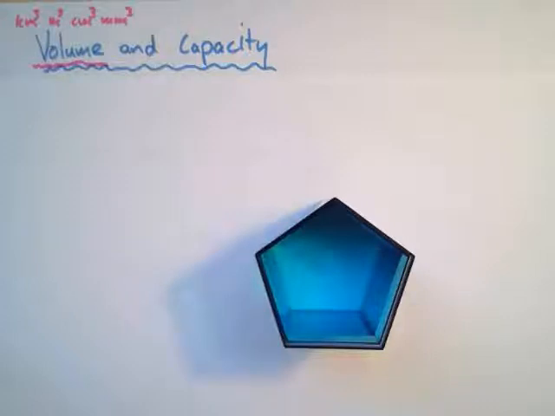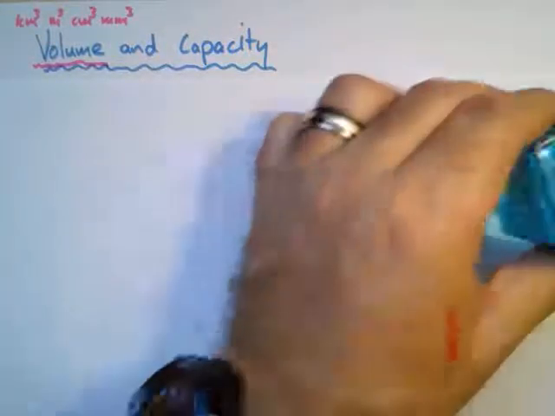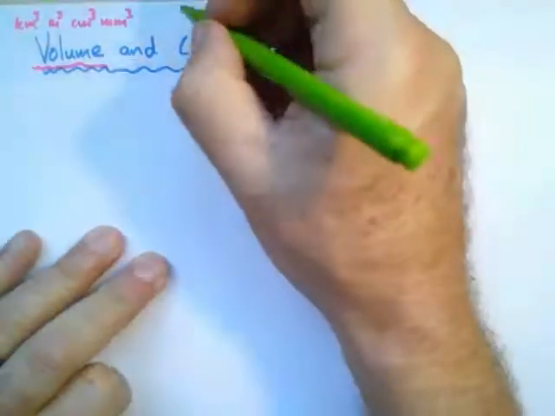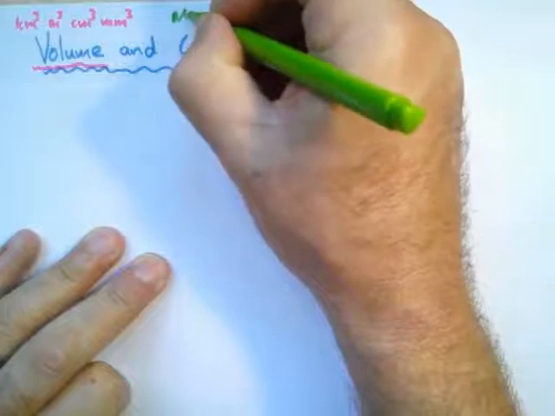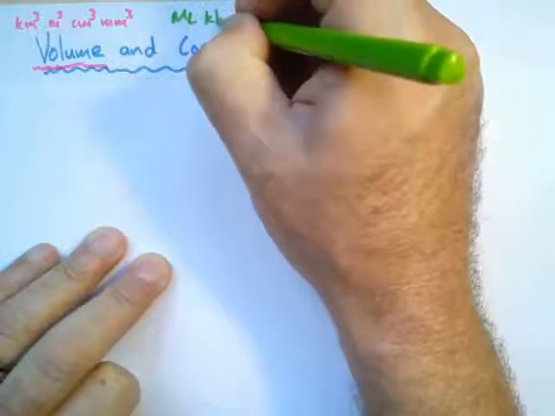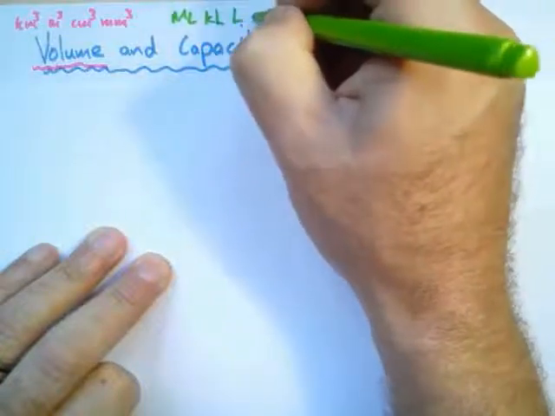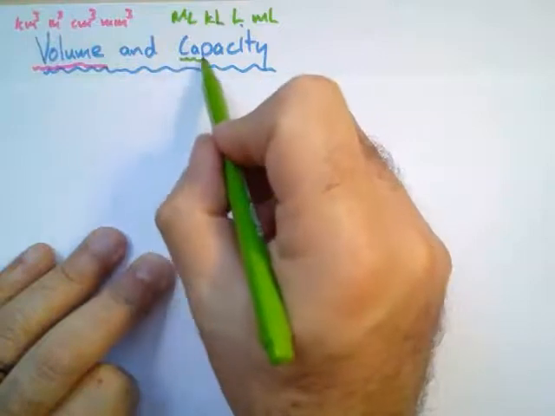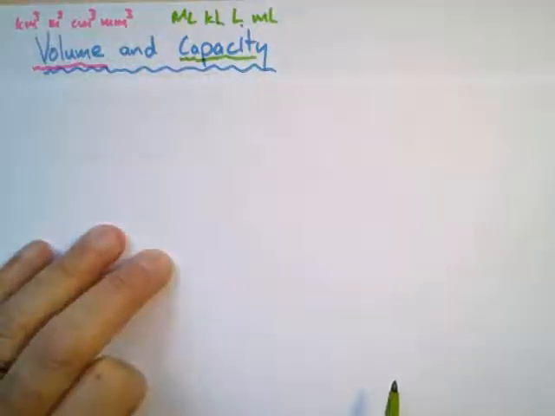So capacity is measured in either megaliters, kiloliters, liters, or milliliters. So that is what capacity is measured in. So that's the difference between the two.